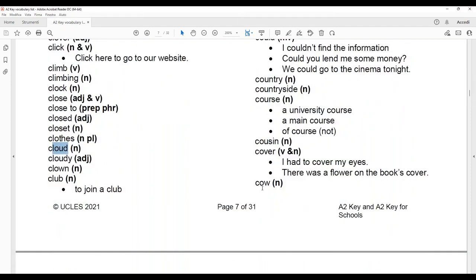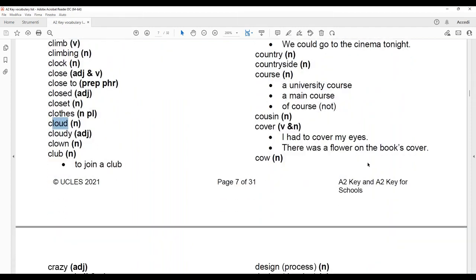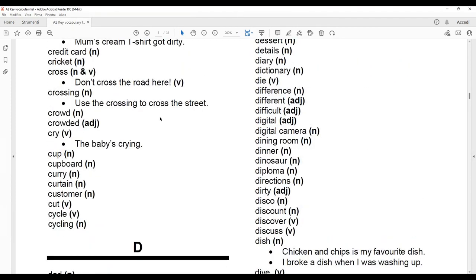Cover, cow, la mucca. Vediamo cos'altro c'è. Crowd, la folla. Crowded, affollato. Cry, piangere. Cupboard, i mobili della cucina. Curtain, le tende. Dining room, sala da pranzo. Diner, è un ristorante generalmente aperto per cena.